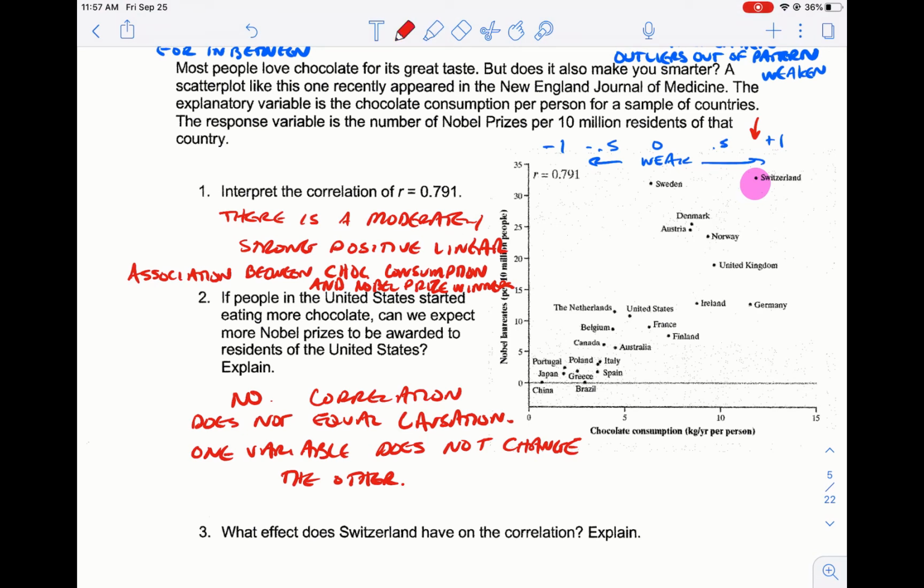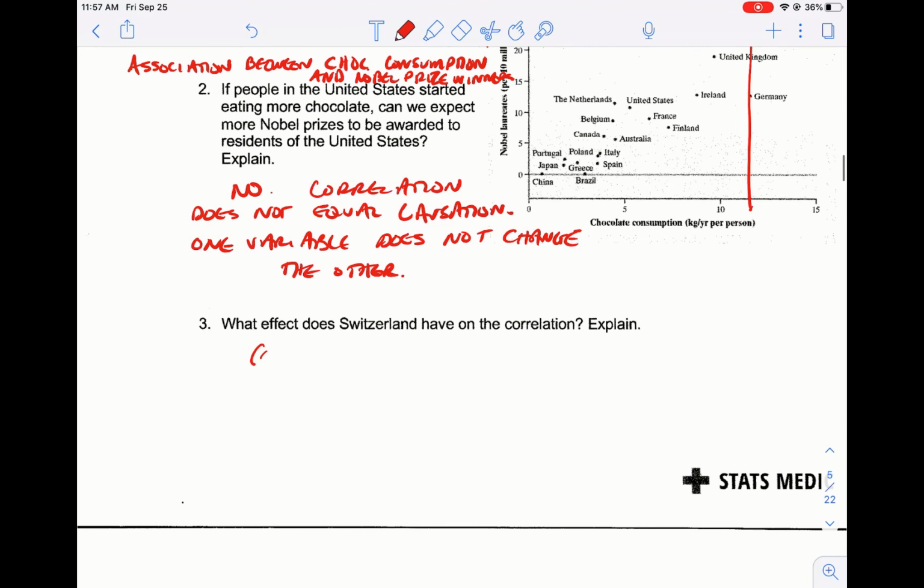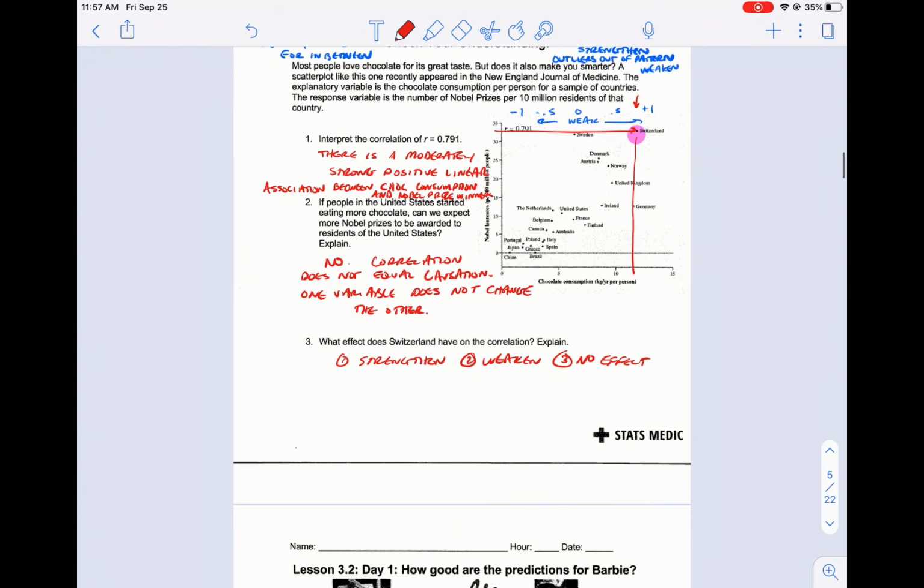And why are we asking about Switzerland? Well, it's kind of out here, right? So it's pretty high on the chocolate consumption per person, and it's very high, if not the highest, I think it's the highest on the Nobel laureates. So we would consider this a potential outlier. And so what does it do? It can do one of three things. One, it can strengthen, two, weaken, three, no effect. And as we talked about above, if it's in pattern, it's going to strengthen. If it's out of pattern, it's going to weaken. And no effect would mean it has no effect on our R value.